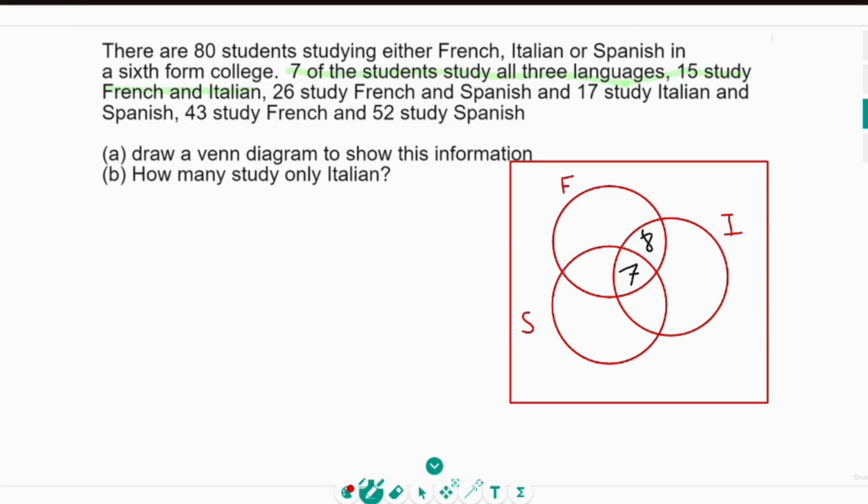26 study French and Spanish. So similarly, we've got French and Spanish here, which has to total, no, 26. So this is going to be 19. And you've got 17 studying Italian and Spanish. So 10 has to be here to get our total of 17 for Spanish and Italian.